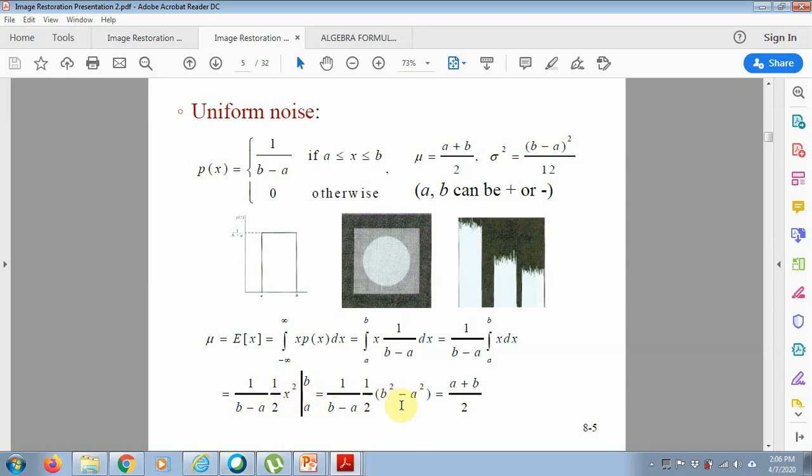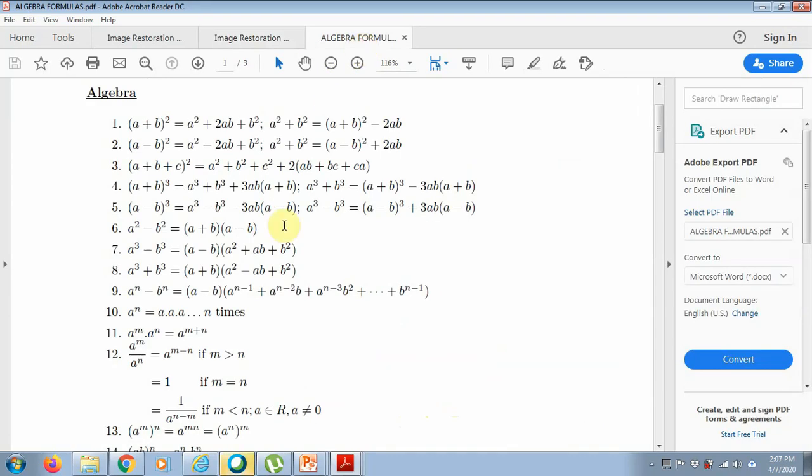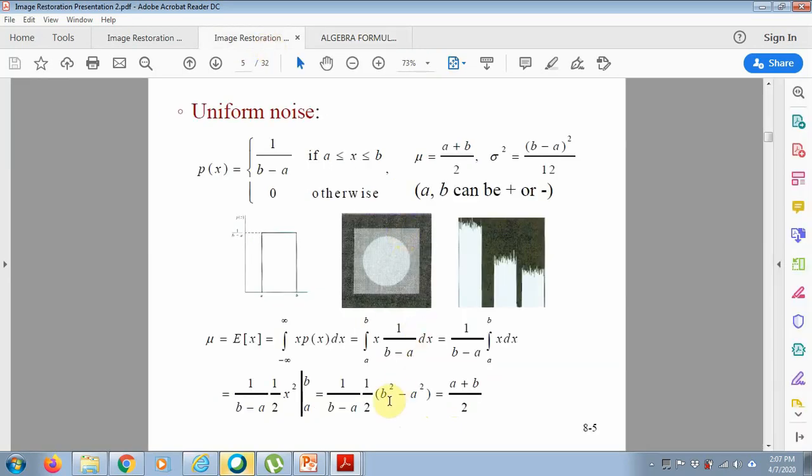So you will have B square by 2 minus A square by 2, which is nothing but 1 by 2 common, (B square minus A square). What is the formula? B square minus A square is (A plus B) times (B minus A). So (B minus A) multiplied by (B plus A), and the (B minus A) will be cancelled, and you will be left with (A plus B) by 2. So that will be the formula for your mu.